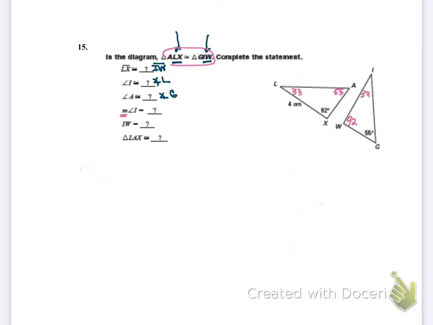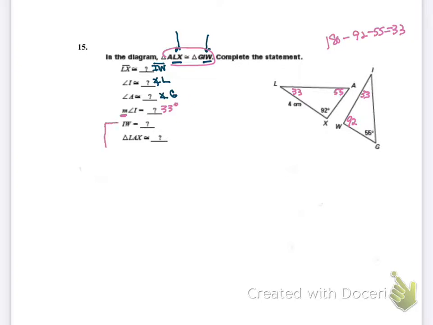So I had to do a lot of work here. What I just did was say 180 minus 92 minus 55, and that gave me 33. Okay, that was the missing angle. That's the angle they want. So now I know the measure of angle A is 33 degrees. Okay, look at the next question.